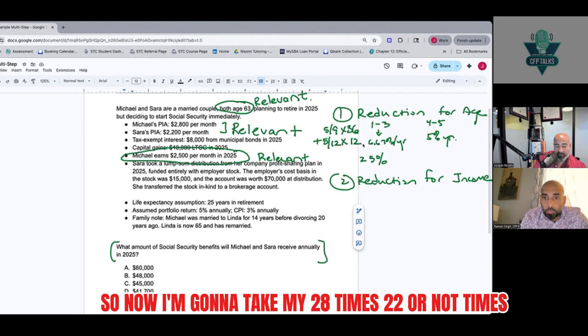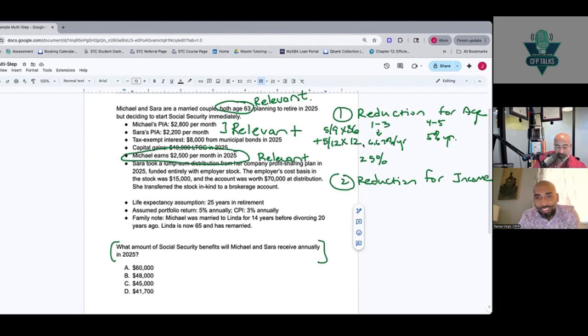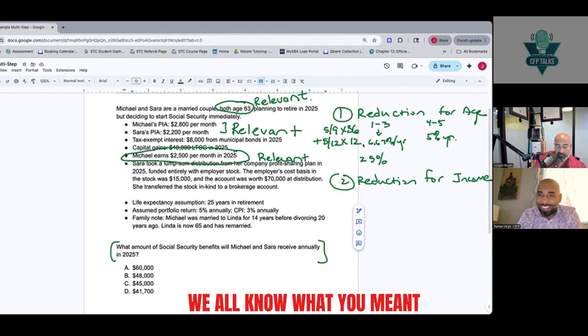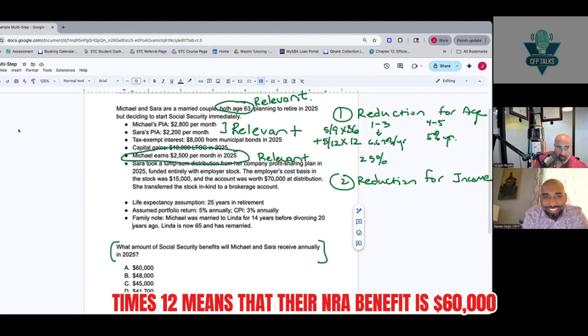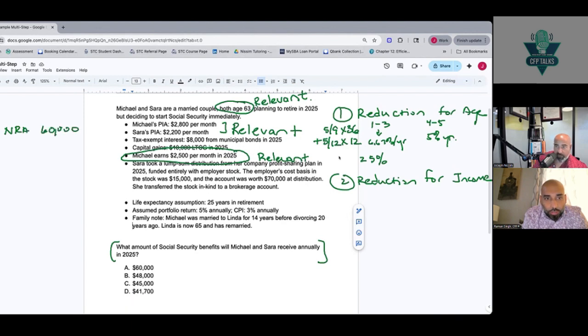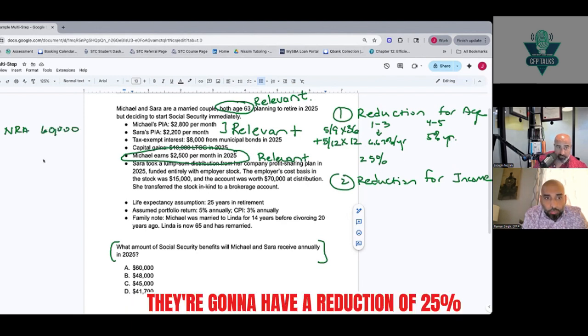Okay. So now I'm going to take my 2,800 plus 2,200, plus, we all know what you meant, times 12, which means their NRA benefit is $60,000. They're going to have a reduction of 25%.